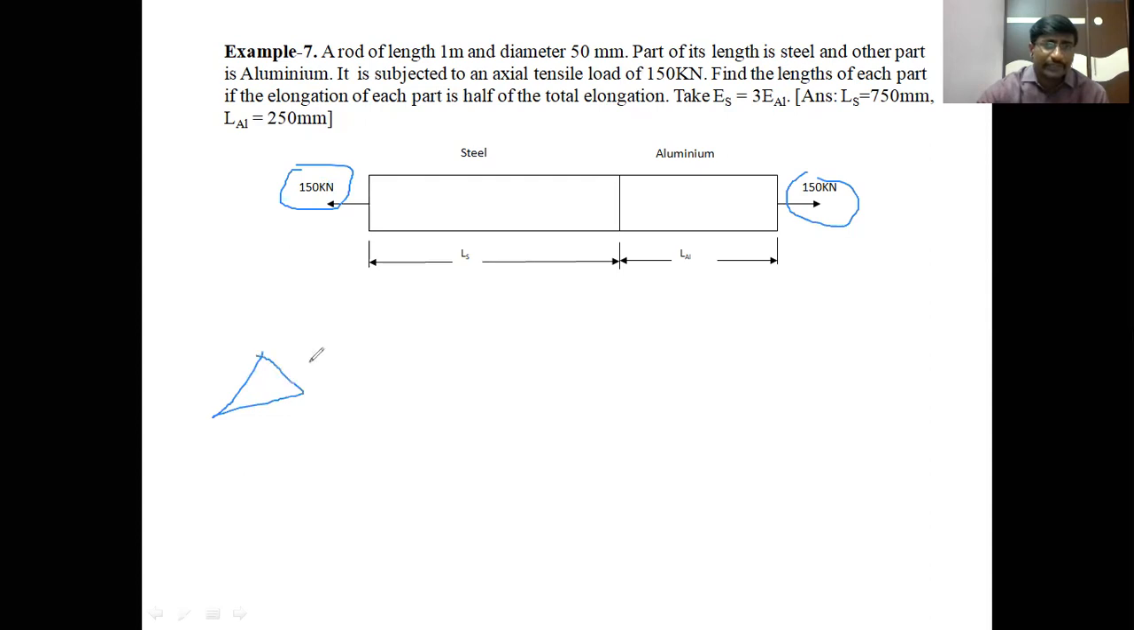Therefore, change in length of the steel is equal to PL by AE formula. Apply the PL by AE formula for the steel and aluminium. First of all, we go for steel. The load applying on the steel into length of the steel, that is LS, divided by the cross-sectional area. Cross-sectional area is the same for both the materials, because it is a uniform bar having the same diameter, that is 50 mm. Therefore, A is also the same for the steel and aluminium. Let us indicate as A.